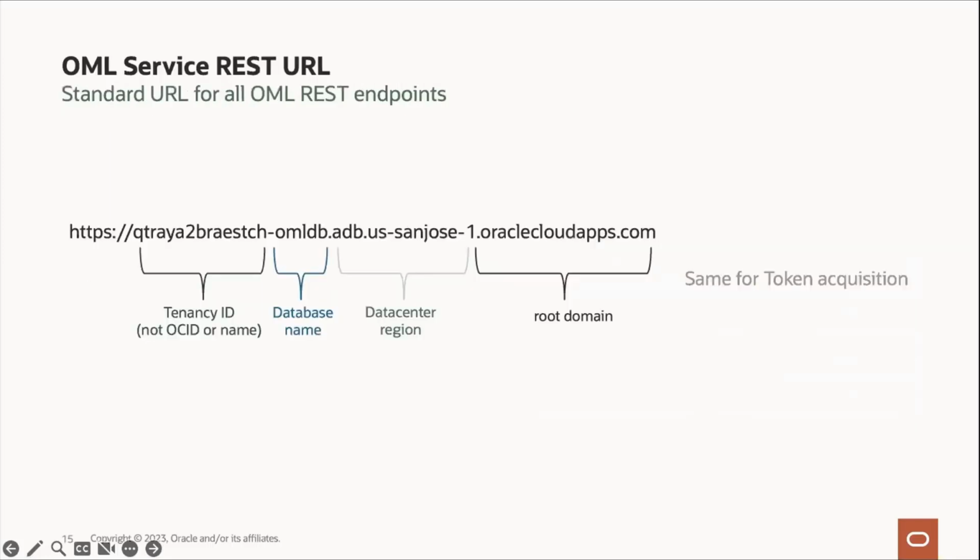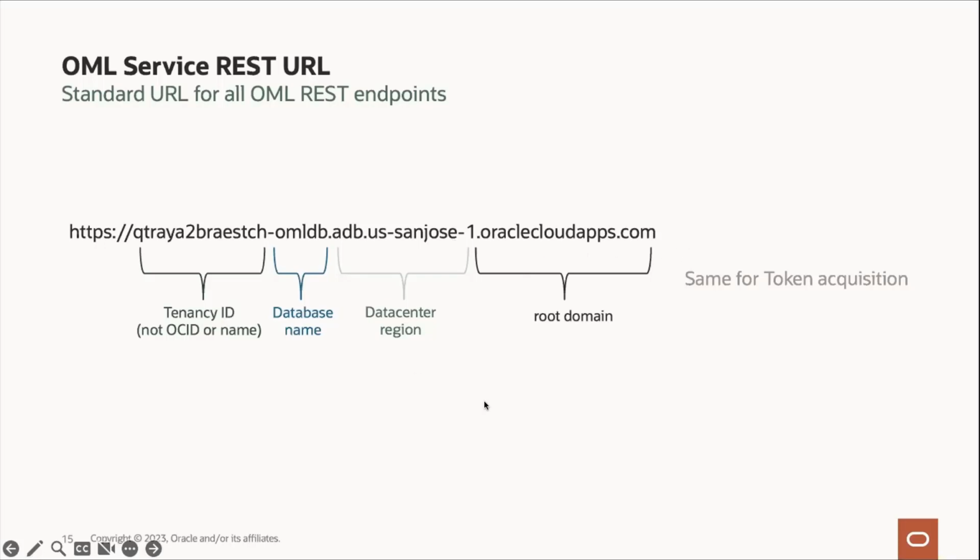We can look at exactly what this URL looks like. It's made up of four things: your tenancy ID, your database name, which would be OMLDB in this example, and your data center region. This one's in San Jose, for example. And then they all end with this root domain, oraclecloudapps.com.